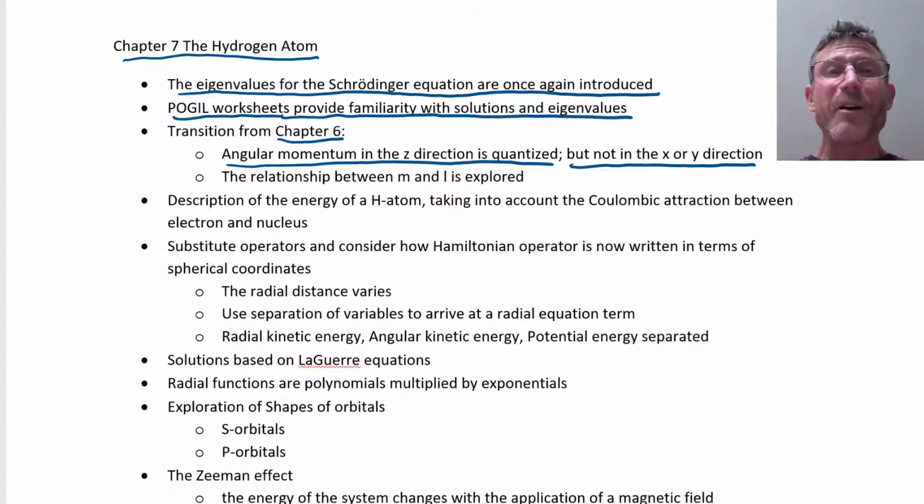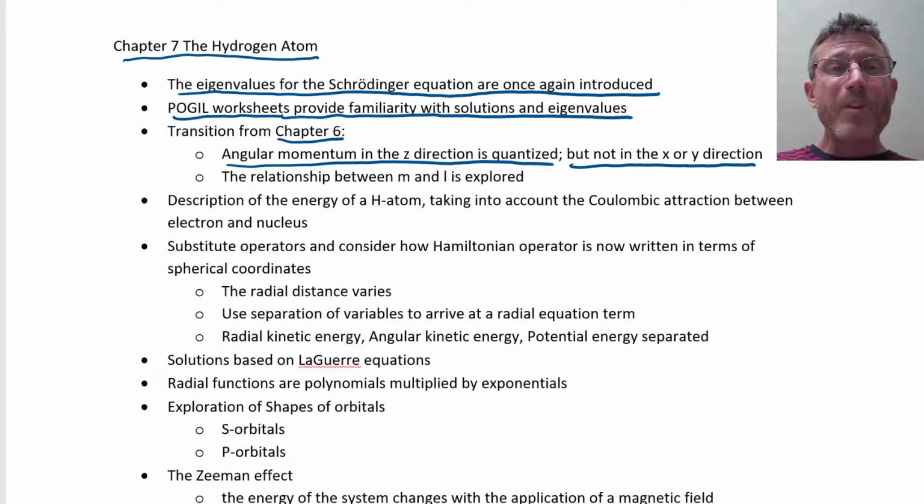In chapter 6 as well, we also talked about the relationship between m and l, right? And so when l is equal to 1, m can take values from 0 up to and including plus or minus l, which would be plus or minus 1. So we started to think about m being the angular momentum quantum number for the z direction, right?